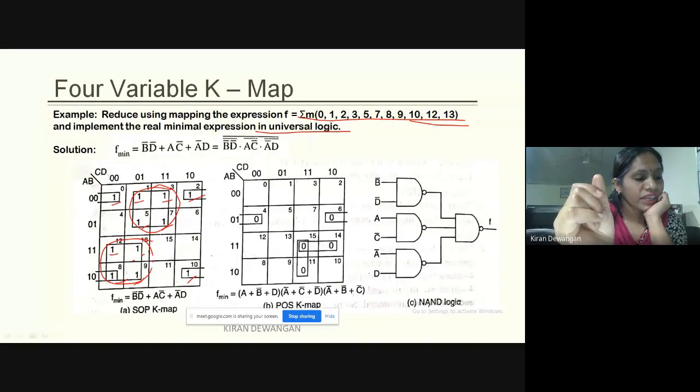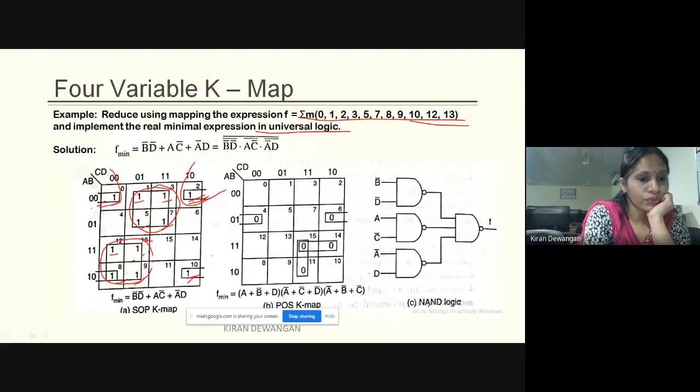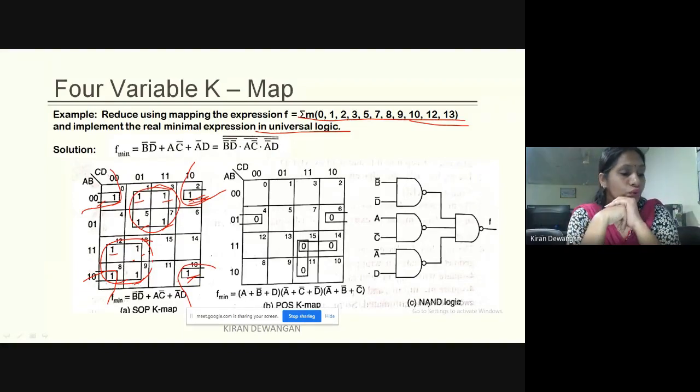Anyone who can say what do we have? We have pairs, two pairs. Anyone else? This is a pair. Yes. And this is a pair. Is it? No. These four are forming one quad.